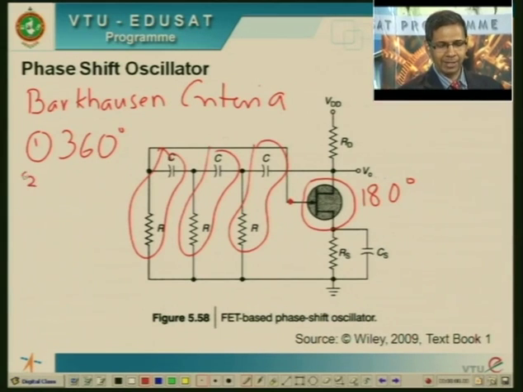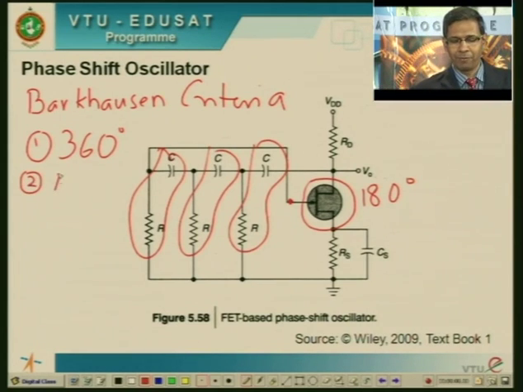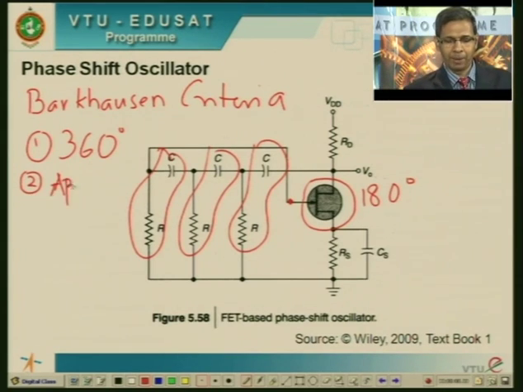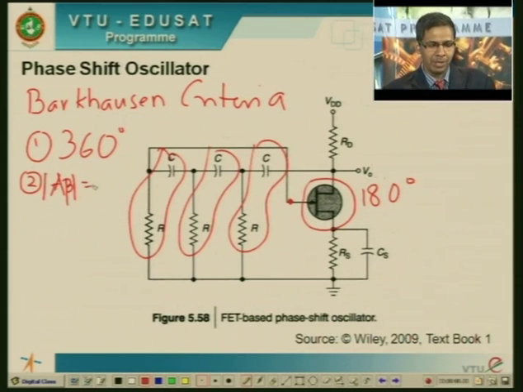Then what is the second criteria? The second criteria is, we call something the loop gain should be unity. So what do you mean by the loop gain? Now any transistor has a gain, we call that by a value of A, and the feedback network has also a factor of gain, which is usually an attenuating one, and we call that beta. So the magnitude of this loop gain should be unity.